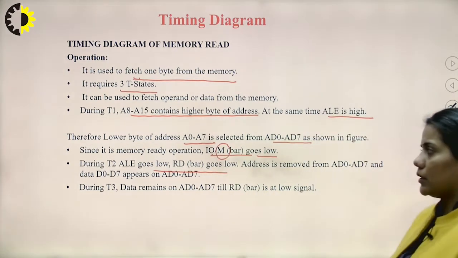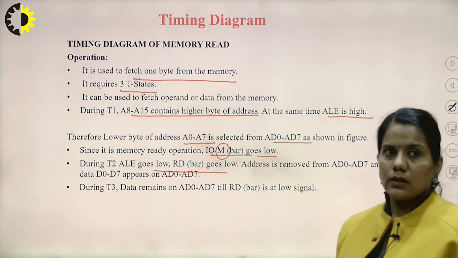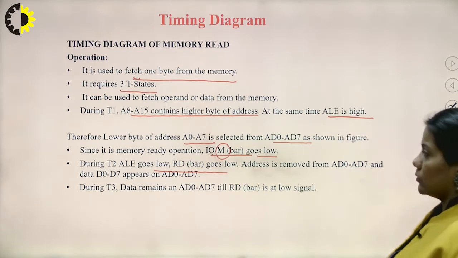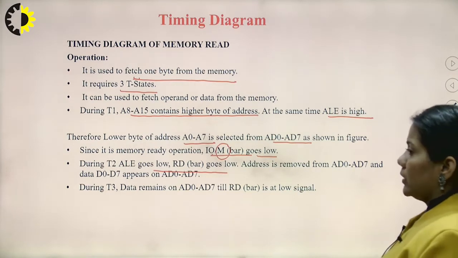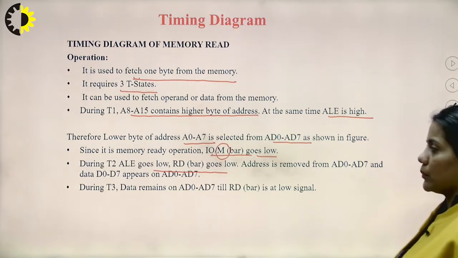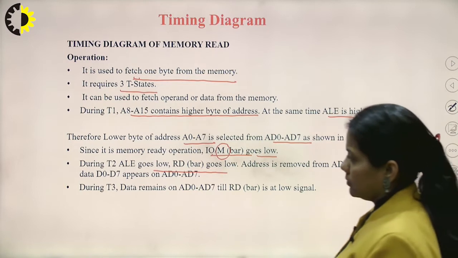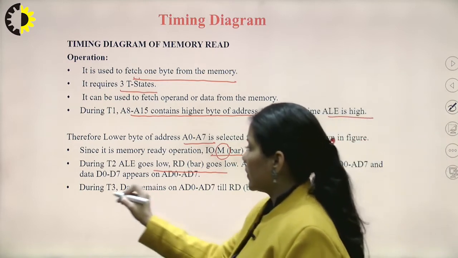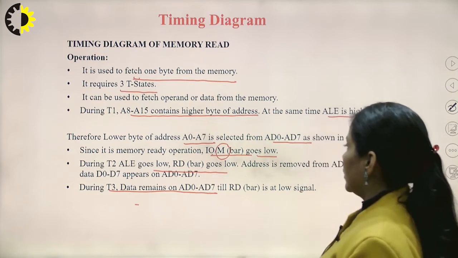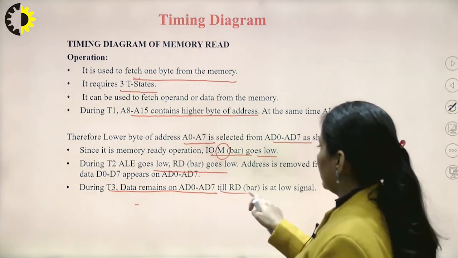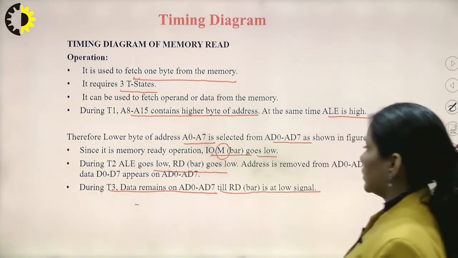During T2, ALE goes low, the read signal goes low, the address is removed from AD0 to AD7, and the data D0 to D7 appears on AD0 to AD7. During T3, data remains on AD0 to AD7 till RD bar is at low signal.